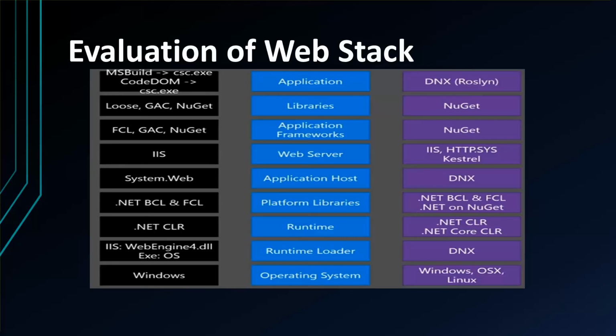Apart from that, these libraries and runtimes were put on open source, so they are available on NuGet as well. For the application host, earlier the biggest problem was System.Web, the complete web server. Right now the application host is DNX, so that we can host in our favorite environment wherever we want. Again, the web servers were IIS earlier. Right now they are IIS, HttpSys and Kestrel as well.